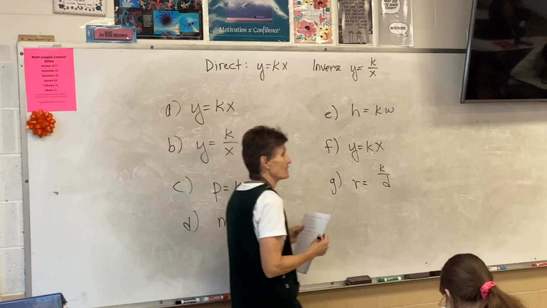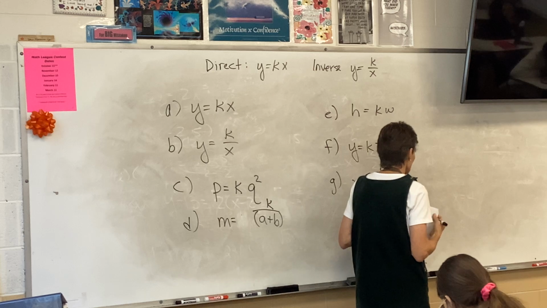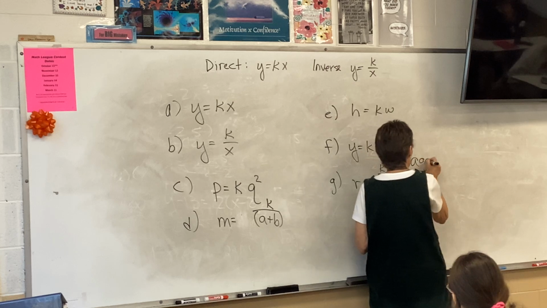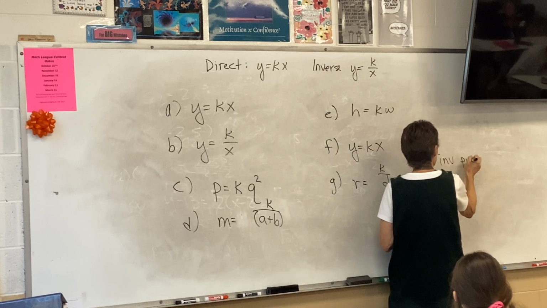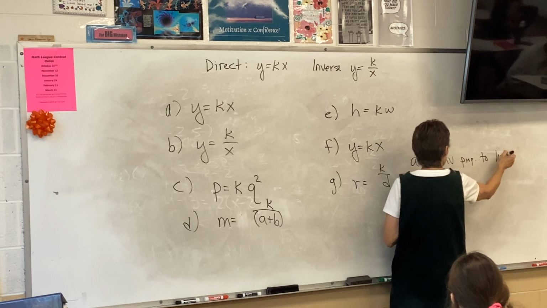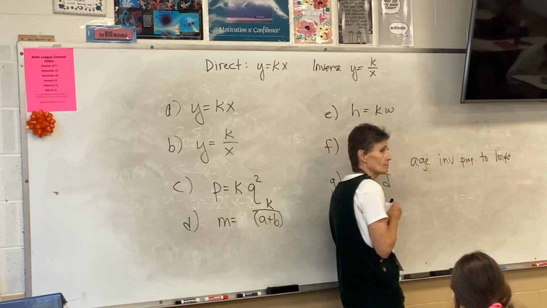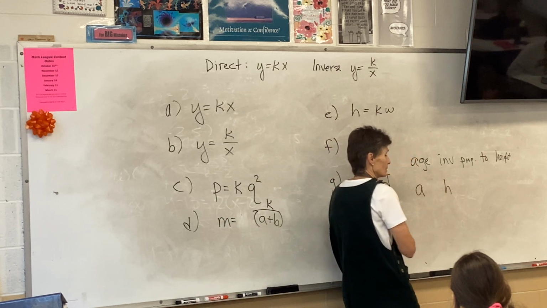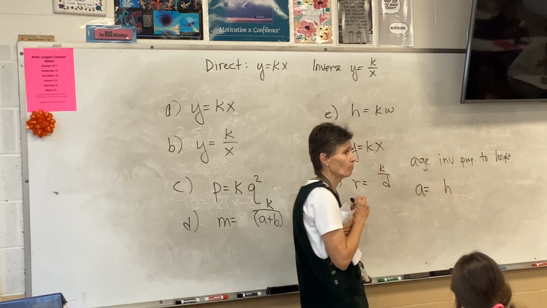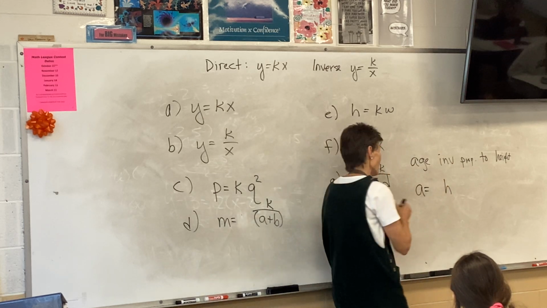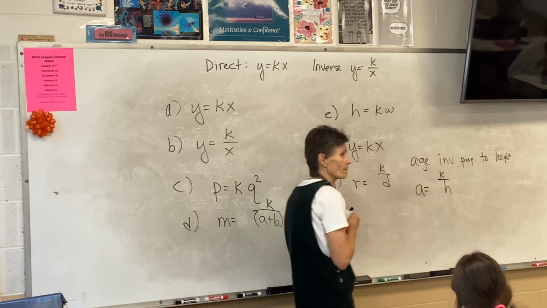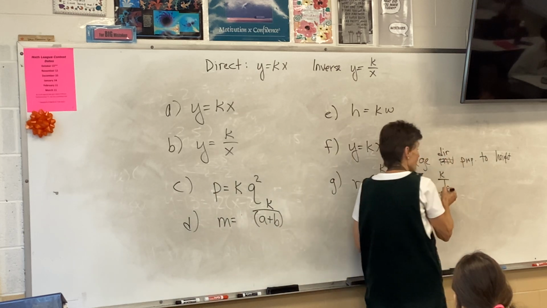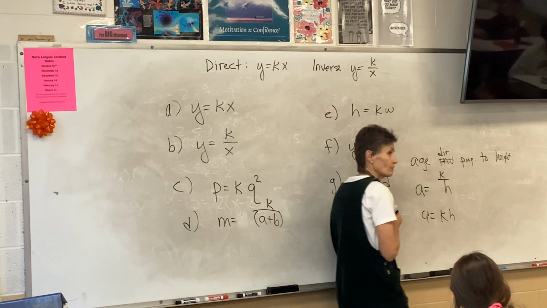If I said something like, age is inversely proportional to height, your two things would be A and H. Since it's inversely proportional, it will be K over H. If I change one word and made that directly, then it would be K times H, right?